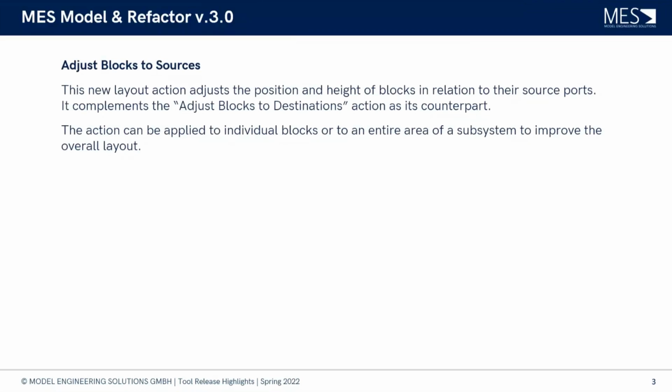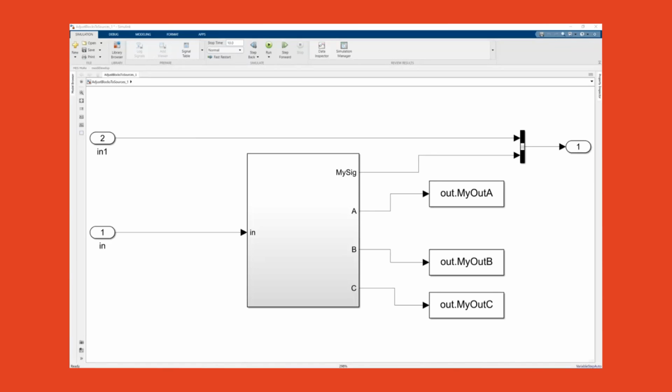Yeah, I'll be happy to show you. I have prepared some models where I can show you the new functionality. It is kind of the same as our last action, adjust blocks to destinations, but it completes these kinds of actions in the other direction. So you can always now use it also backwards.